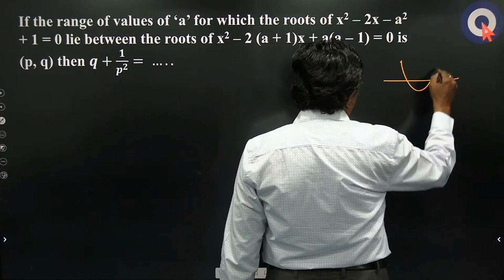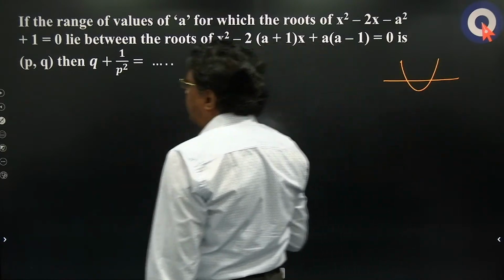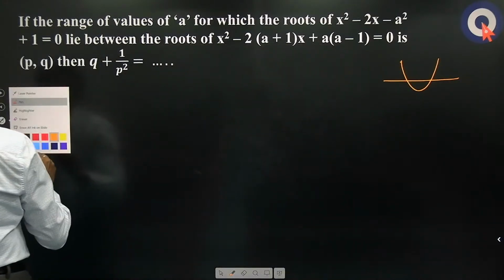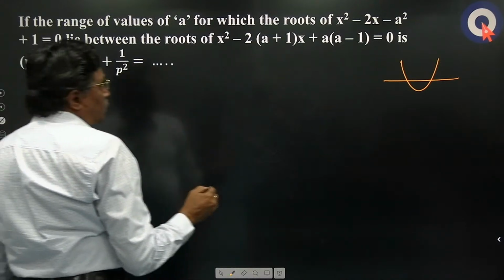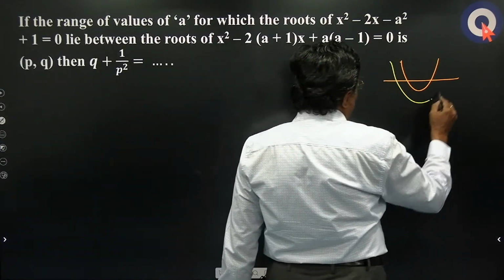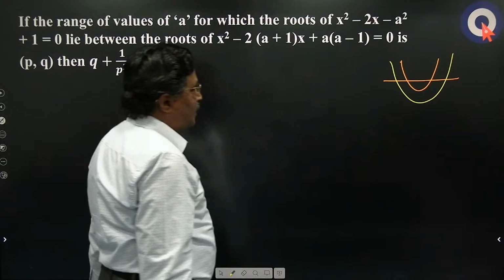So the question here is, the roots of the first equation should lie entirely within the roots of the second equation. So the two parabolas should be like this.